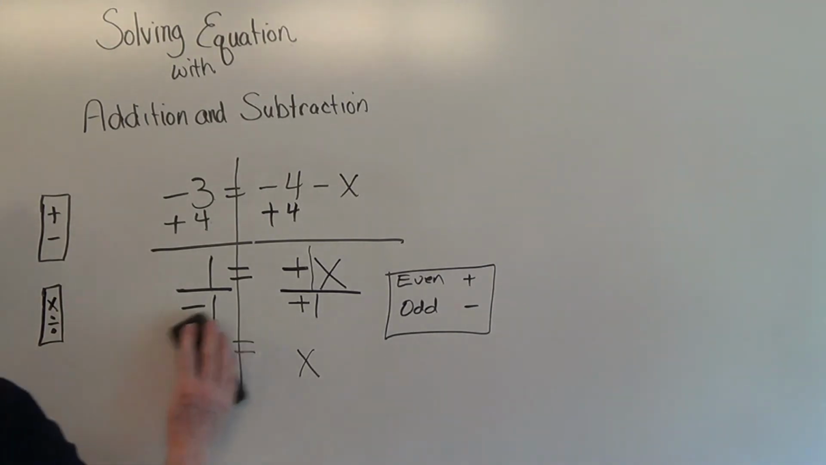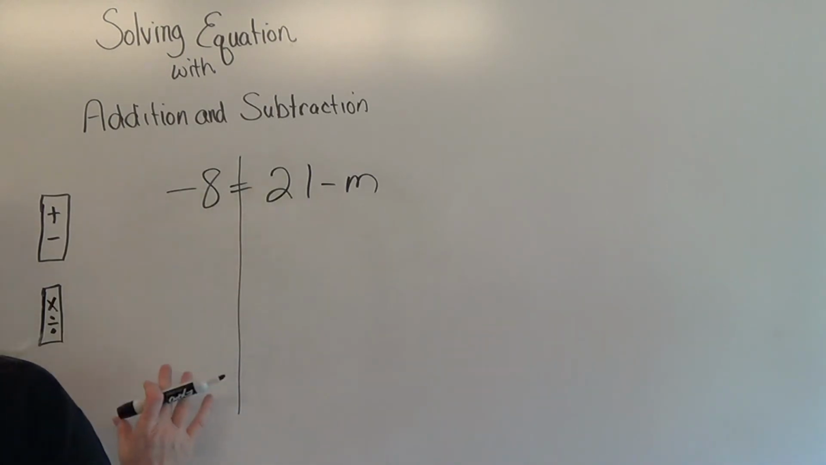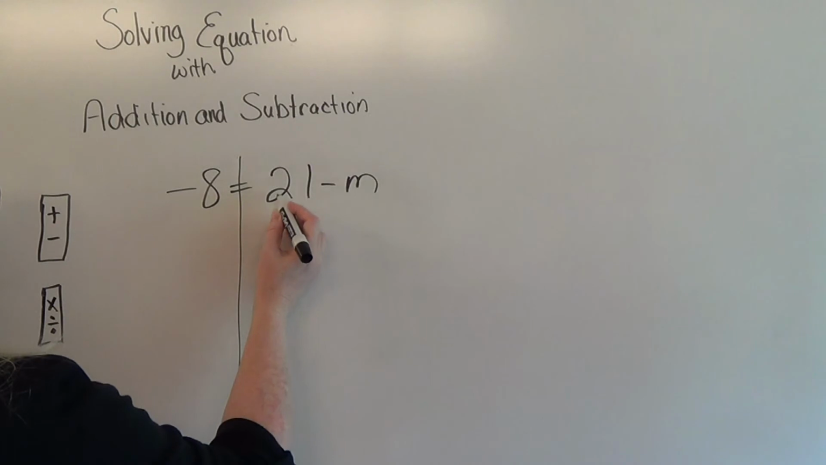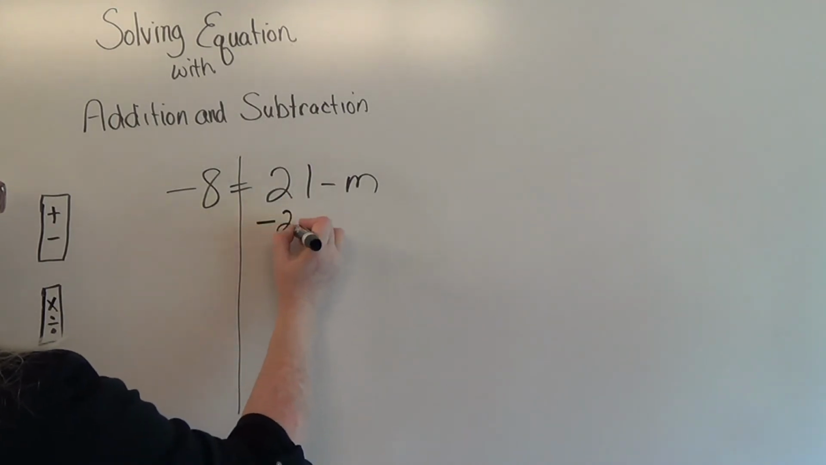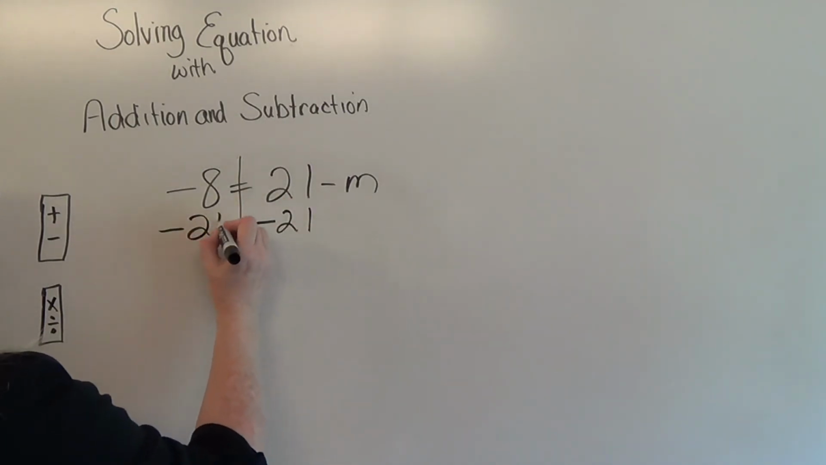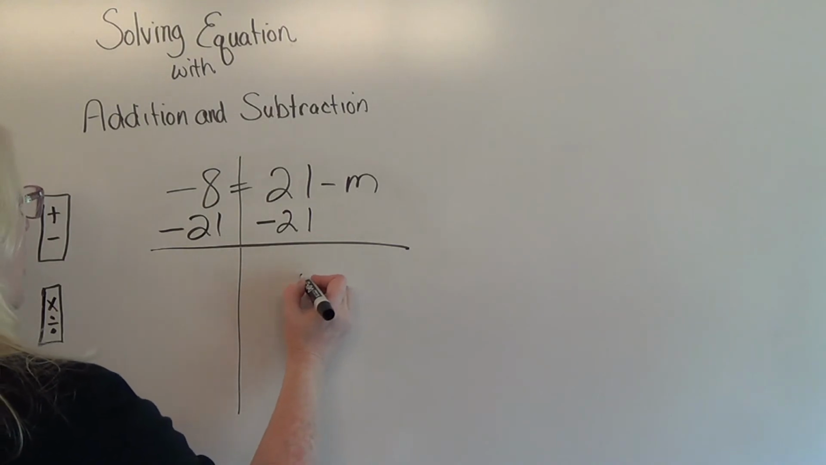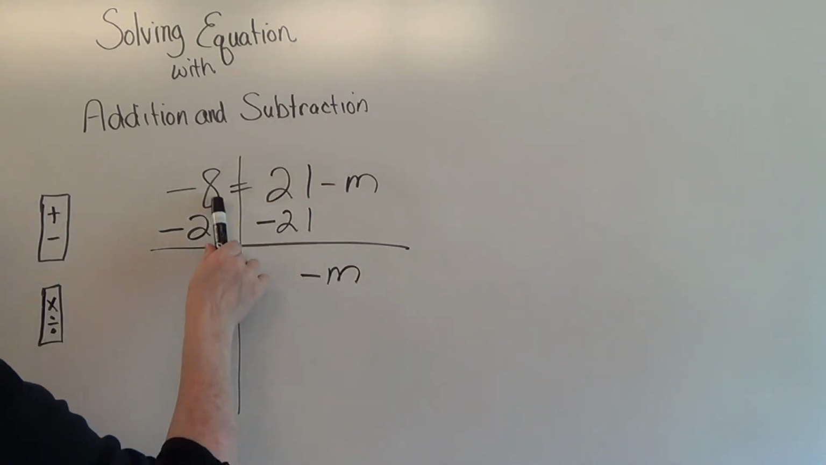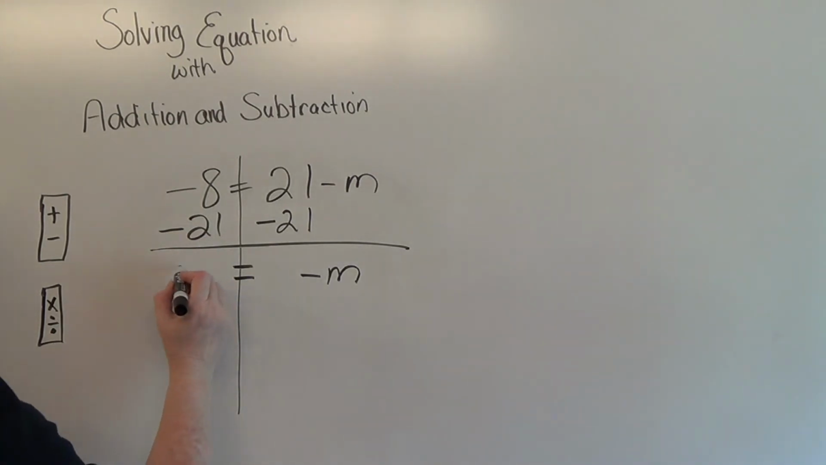Okay, let's try another one. So different numbers, but the same type of problem. Okay, so I'm going to take my 21 to the other side. It's positive right now, so I'm going to use the inverse operation, which is negative 21. I'm going to drop my m down, but I have to keep that negative sign with it.